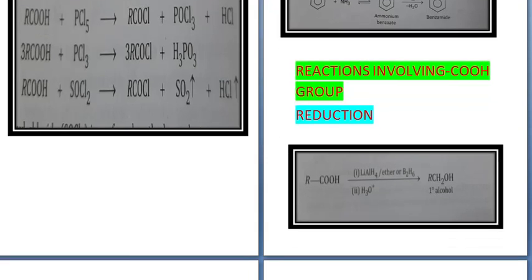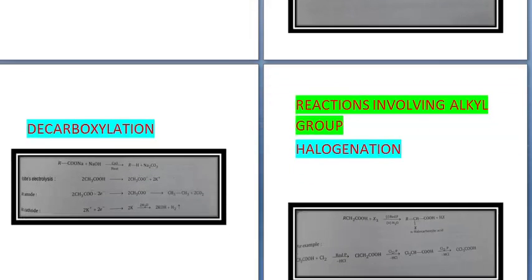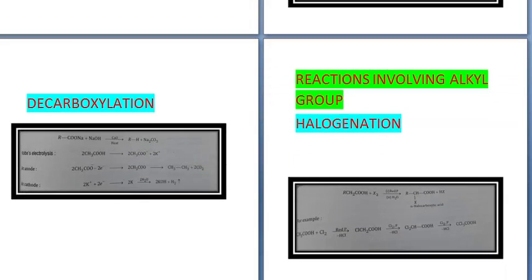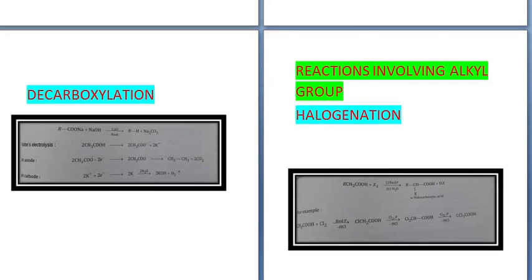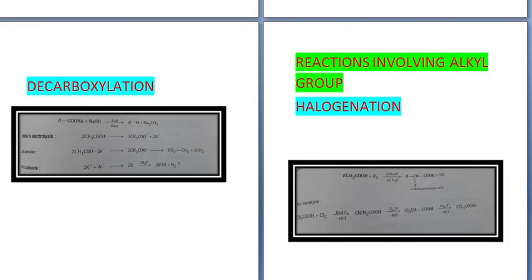Next reaction is decarboxylation. Sodium salts of carboxylic acids on heating with soda lime, a 3:1 ratio of NaOH and CaO, give alkane. So when RCOONa is treated with NaOH in presence of calcium oxide, it gives you RH plus Na2CO3.